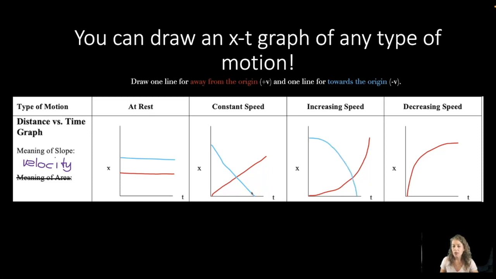Here's another negative slope, but increasing. So it starts out almost horizontal, and then it gets steeper and steeper. So that's getting faster and faster, but in the negative direction. Here you're decreasing speed. You're moving in the negative direction, but your slope is getting less and less steep.